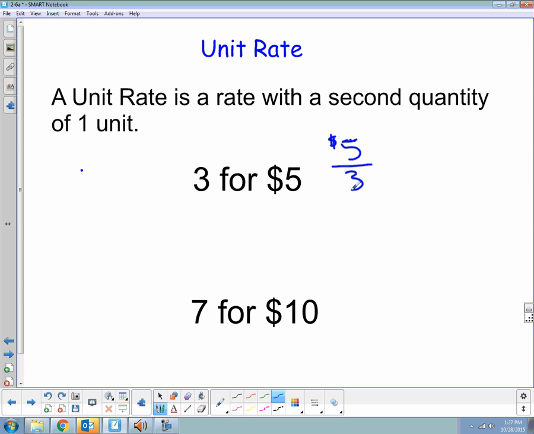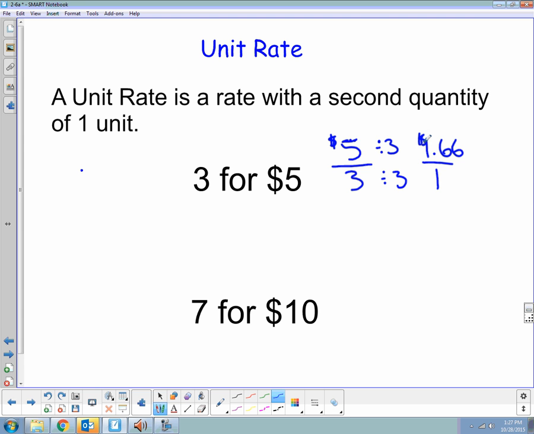And so when you're setting up these dollar amount ones, always put the dollars on top. Dollars are the king. They win everything. They're always on top. So now if we divide by 3, we're going to have a unit rate. 5 divided by 3 is going to be what, 1.6 repeating, so $1.66, $1.67 if you round it up, I suppose. And so we have 7 for $10. Give this one a try. See if you can get the unit rate for this one.